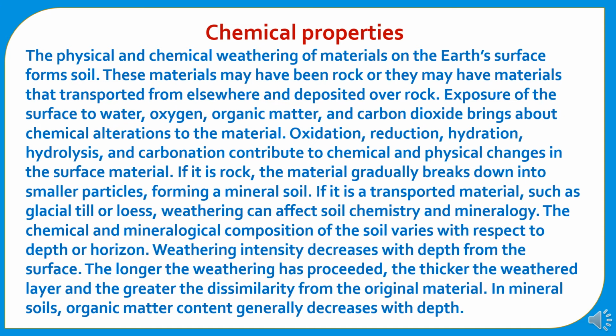If it is rock, the material gradually breaks down into smaller particles, forming a mineral soil. If it is a transported material such as glacial till or sludges, weathering can affect soil chemistry and mineralogy. The chemical and mineralogical composition of the soil varies with respect to depth or horizon. Weathering intensity decreases with depth from the surface. The longer the weathering has proceeded, the thicker the weathered layer and the greater the dissimilarity from the original material. In mineral soils, organic matter content generally decreases with depth.